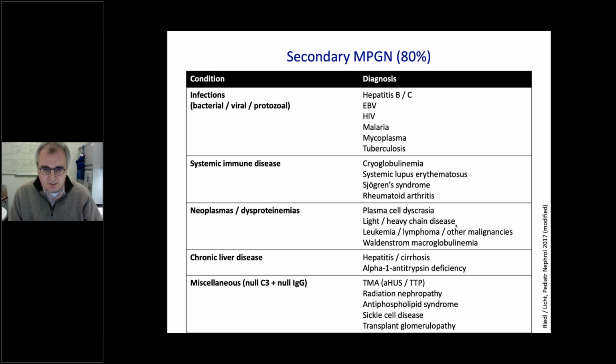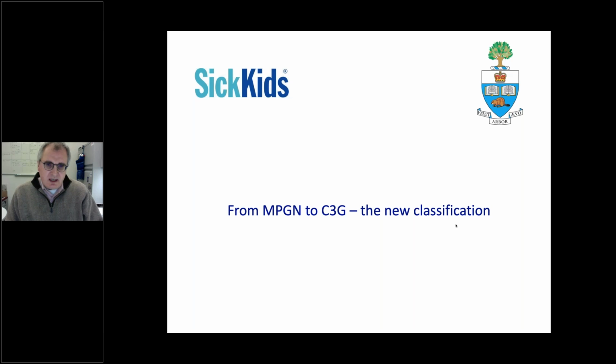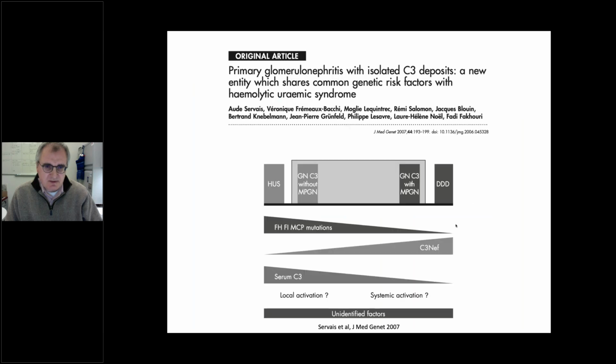It can be present along with an ATTR or a TTP presentation. It can be present in radiation, antiphospholipid syndrome, sickle cell disease, or transplant glomerulopathy. So keep those in mind, and you will find those tables in various forms in review articles. The story has moved on to what we now call the new classification.